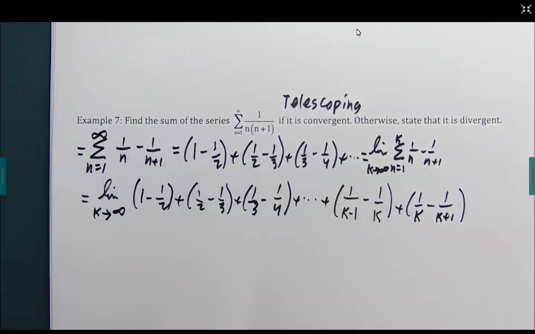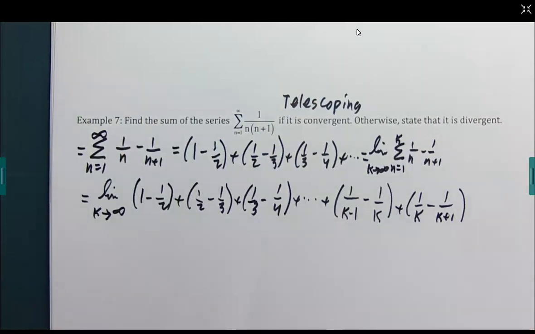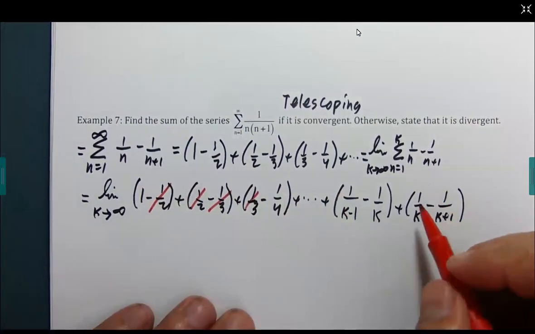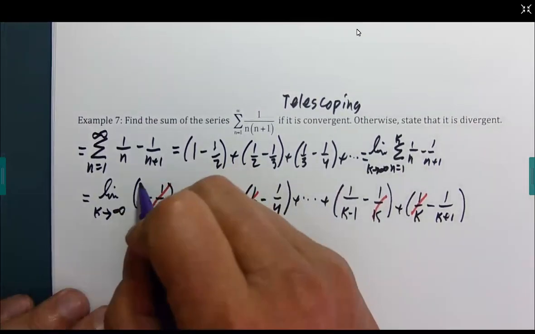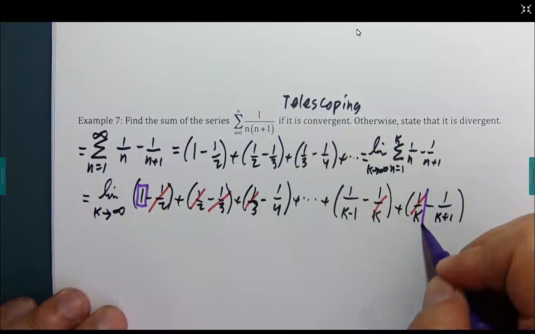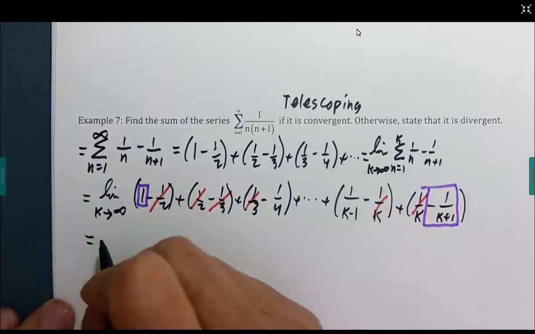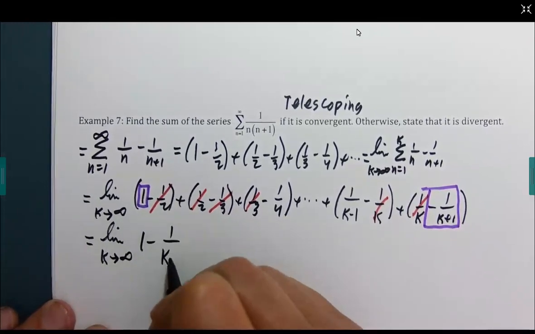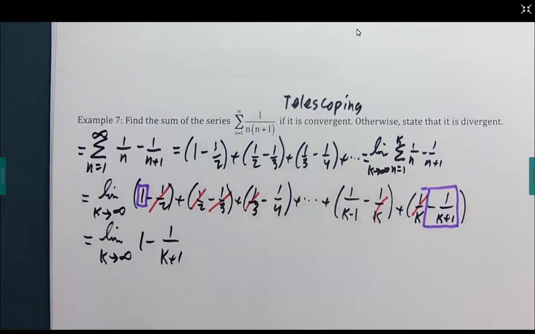And what I'm hoping we can see is, like a telescope, the whole thing just collapses down on itself. We can see negative 1/2 plus 1/2, negative 1/3 plus 1/3, and so on. In fact, everything will cancel on itself except for this term and this term. So this gives me 1 minus 1 over k plus 1. And if we do the limit on that and let k go off to infinity, as we know, when that denominator gets huge, the whole thing goes to 0.